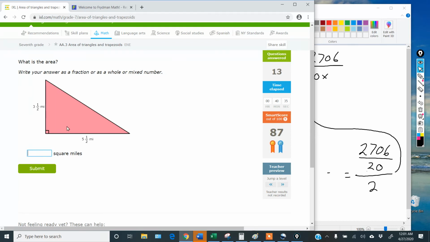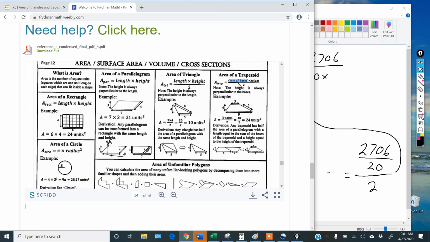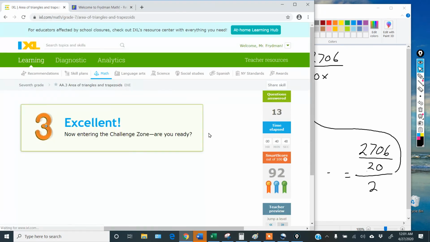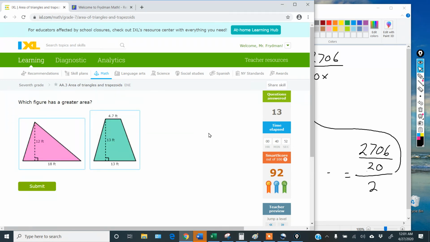Okay, this one is very similar. We have mixed numbers again. The only difference is a triangle, not a trapezoid. So you would use this formula, not this one. So I'm going to go ahead and jump to the next level and see if I get anything different here. Which figure has a greater area?